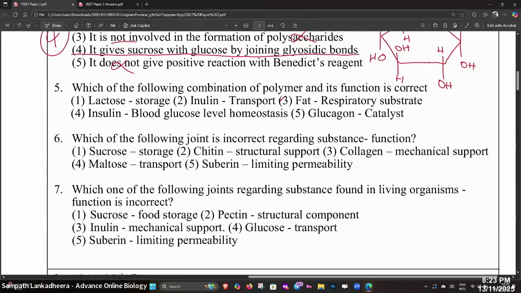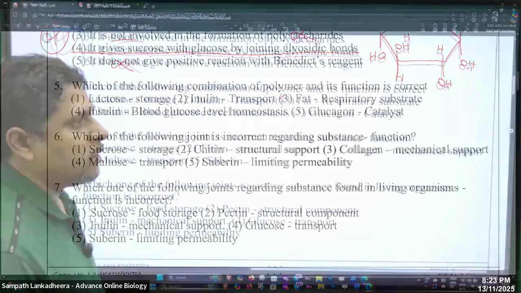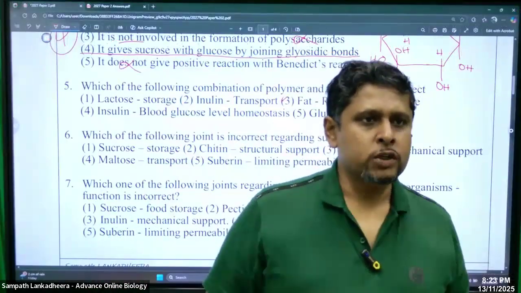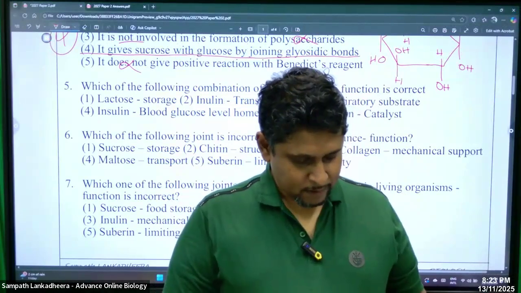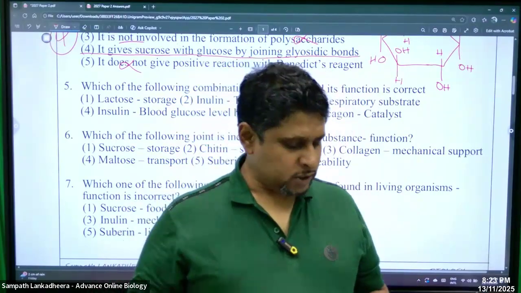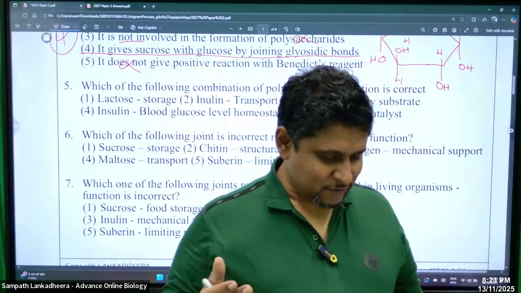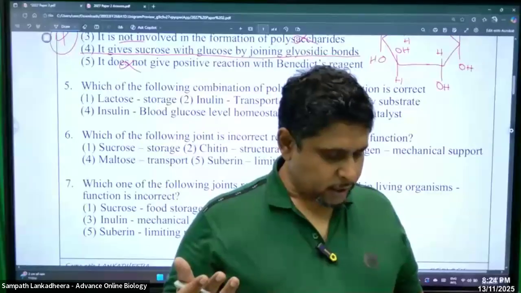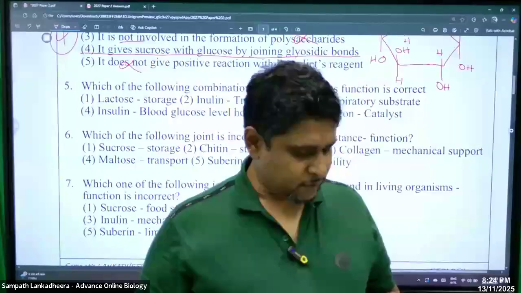Question number 5. Which of the following combinations of polymer and its function is correct? Lactose, storage. Lactose is not a polymer either. It's a disaccharide, so you can't take that. They are asking which function is correct. Lactose storage, but it's not a polymer. So you can't take the first one as the answer.